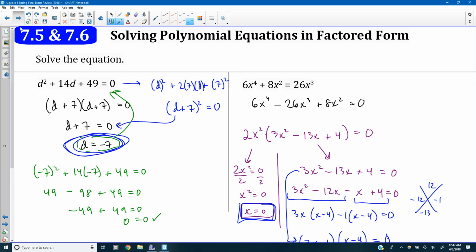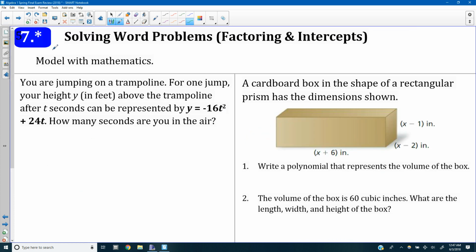Okay, got 2 word problems for you here. You're jumping on a trampoline. For one jump, your height of y in feet above the trampoline after t seconds can be represented by this equation. Let me rewrite it all in one line here. How many seconds are you in the air?